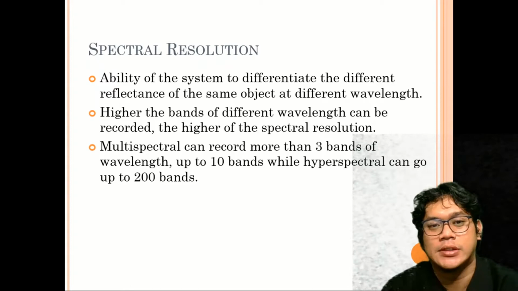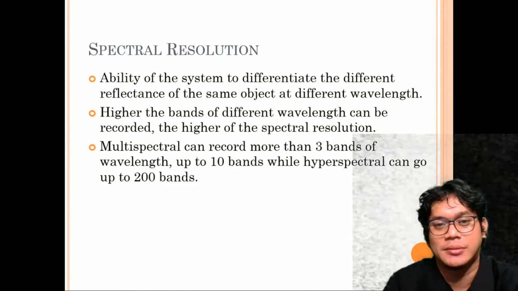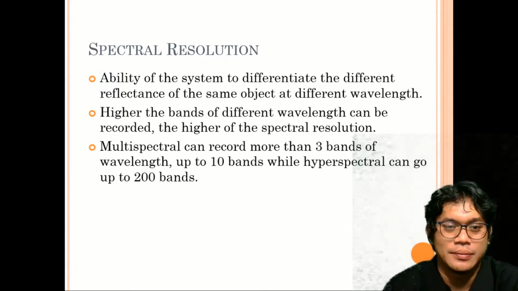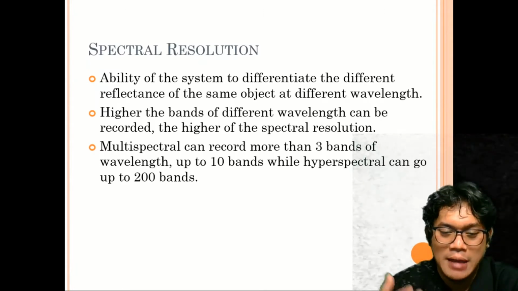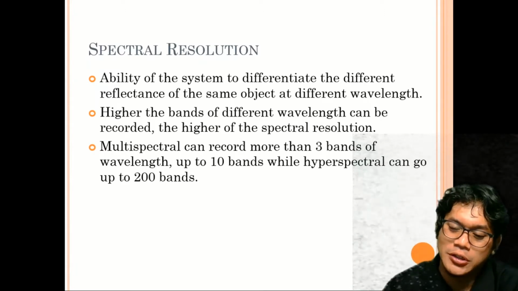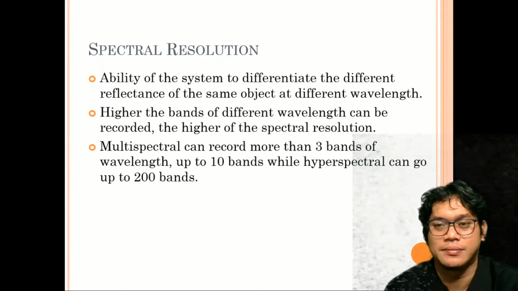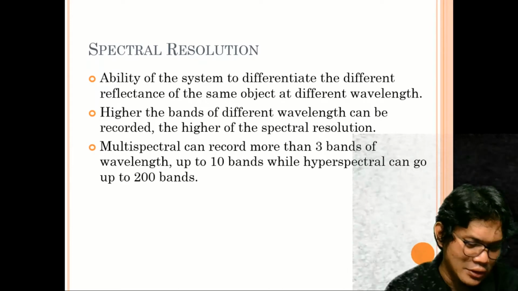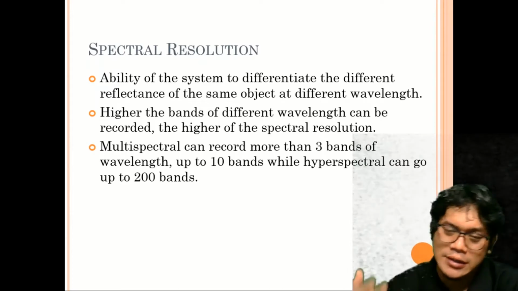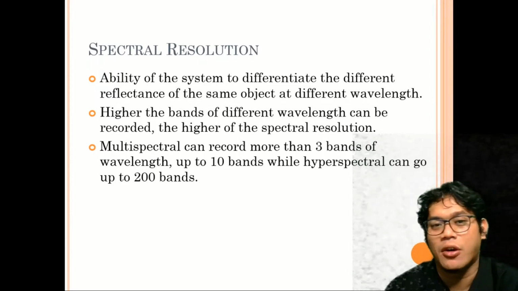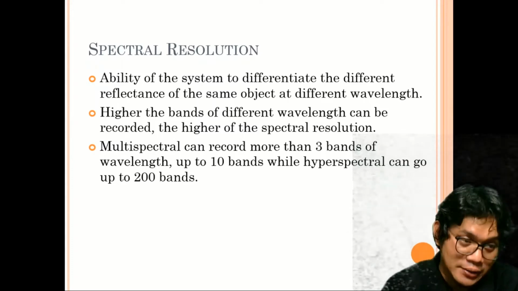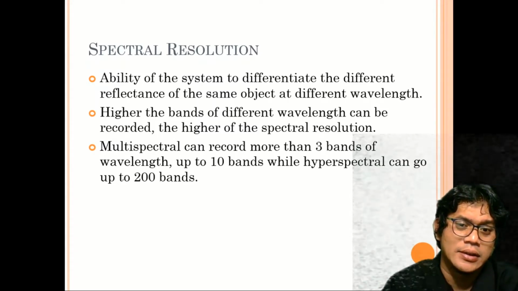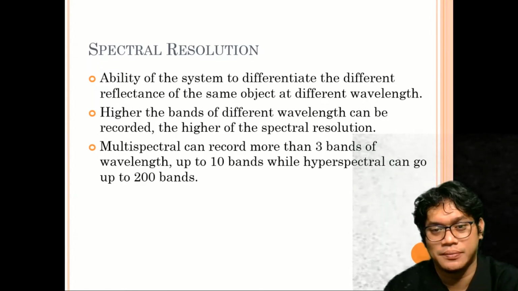But as opposed to that, computer systems can detect more. So in remote sensing, the ability to determine those different wavelengths, it could be the color wavelengths, red, green, blue, and so on, or the infrared, shows the capability of the sensing platform. So the higher the number of bands of different wavelengths, the higher the spectral resolution.